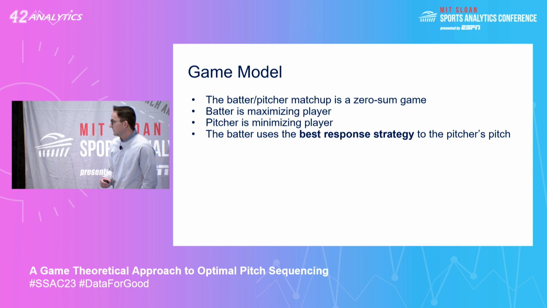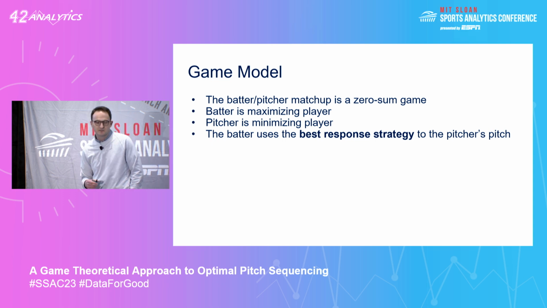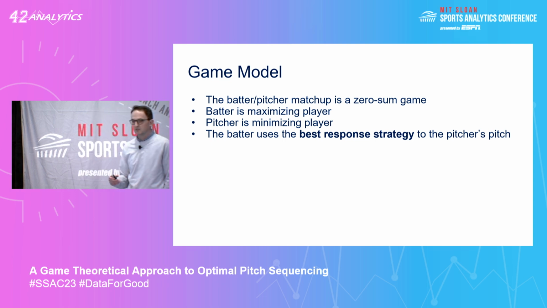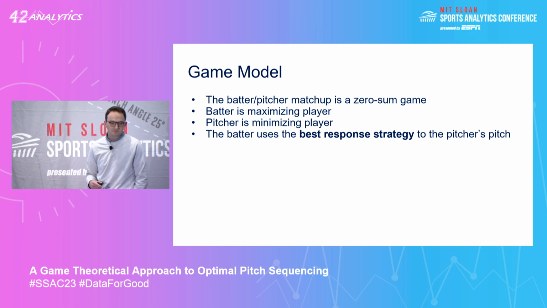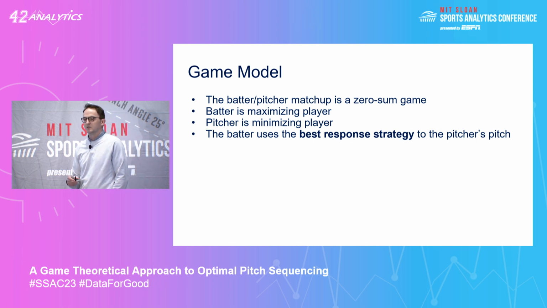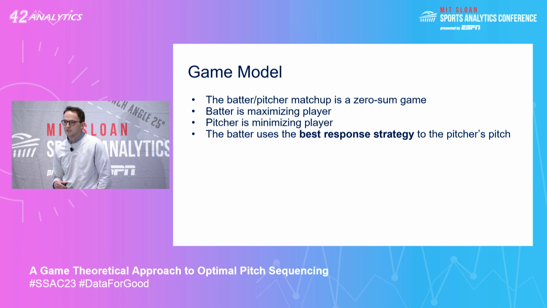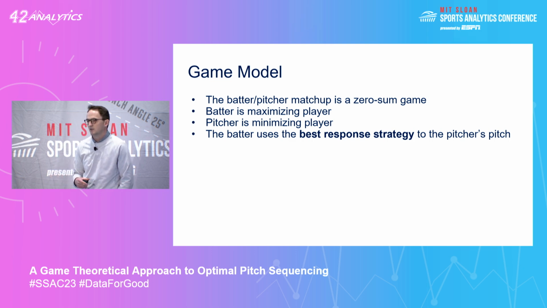So we decided to model the batter-pitcher matchup as a zero-sum game, which simply means that if the batter wins, the pitcher loses. If the pitcher wins, the batter loses. And the payoff in our game is runs. So naturally, the batter wants to maximize runs, so the batter is the maximizing player. And the pitcher wants to minimize runs, so the pitcher is the minimizing player. And then the last assumption in our game model is that whatever pitch the batter sees, he's going to respond optimally to that pitch. Or in other words, he's going to use a best response strategy to that pitch.